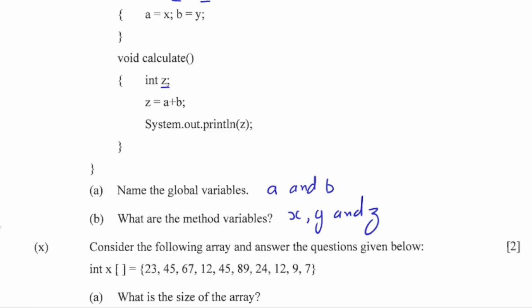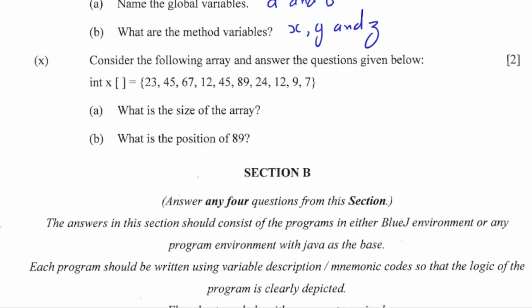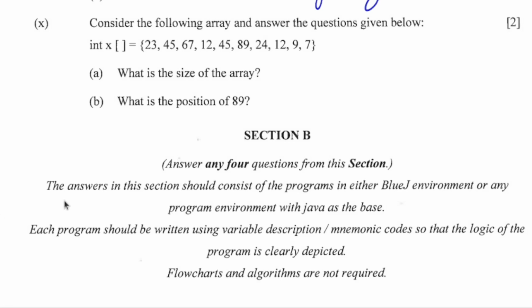Let us move on to the next question, that is subpart 10 of question number 2, which also happens to be the last question of this section. Consider the following array and answer the questions given below, and there is an integer array x with the given elements. The first question is what is the size of the array, and the second part is what is the position of 89. The size can refer to the length of the array. In this case there are 10 elements in the array, so in terms of length or the count of the number of elements, the size is 10.